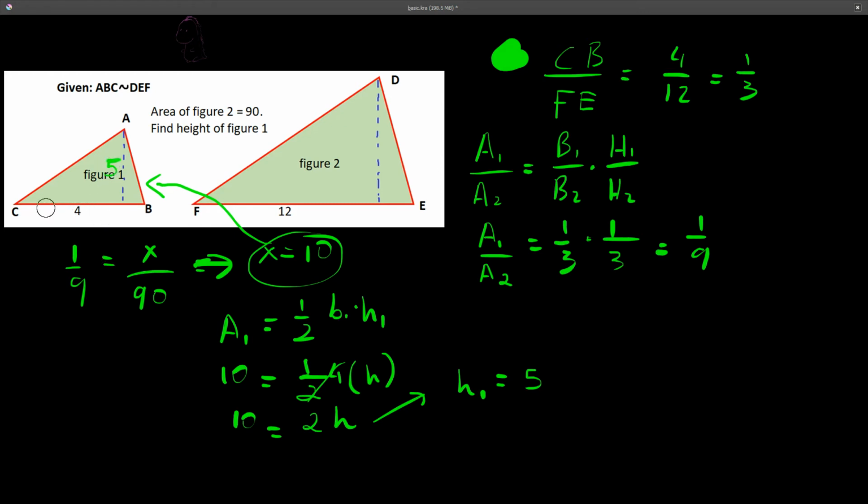So you can check that by multiplying this out. 4 times 5 is 20. Half of that is 10. This is 90. So it works out. So 1 to 9 is 10 to 90.